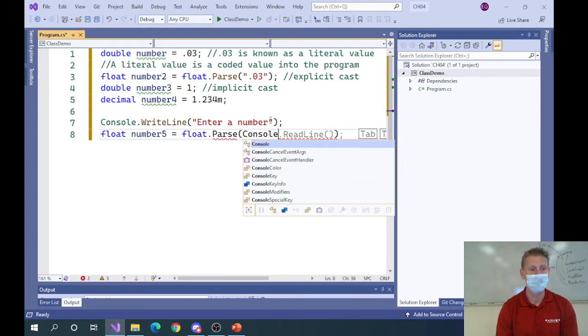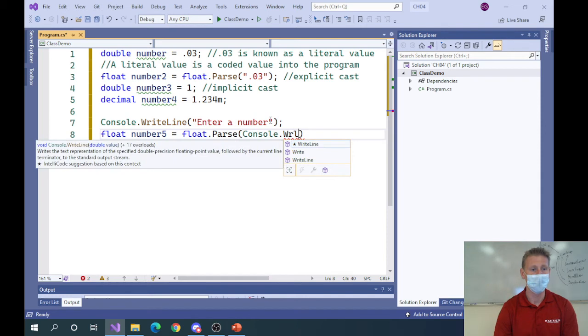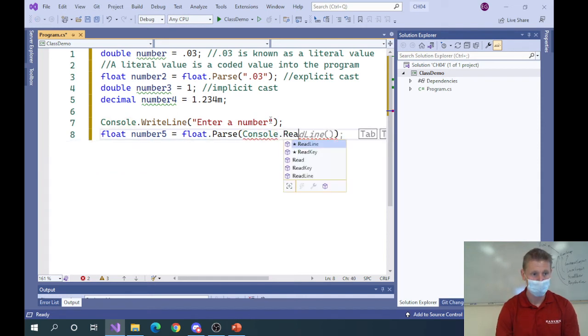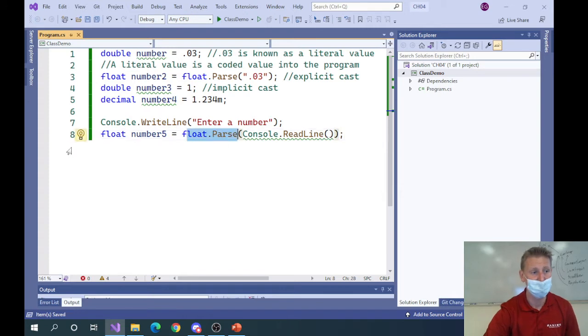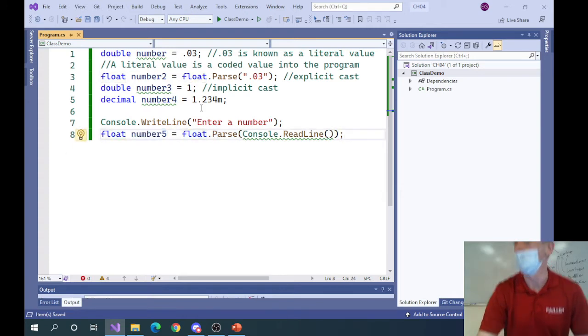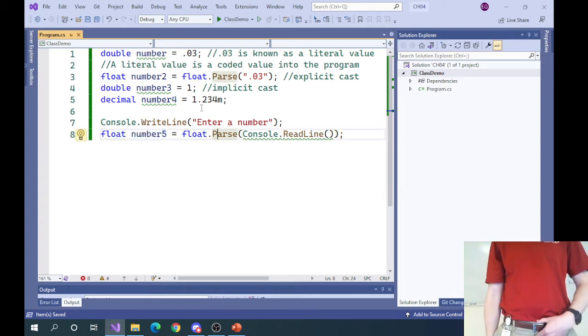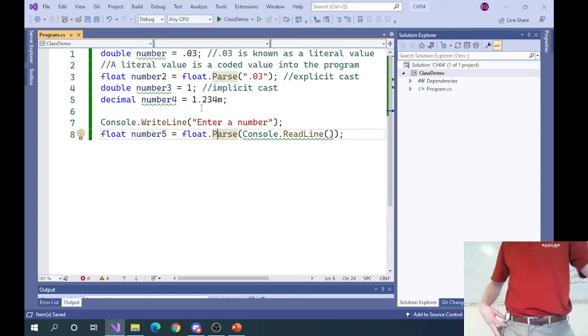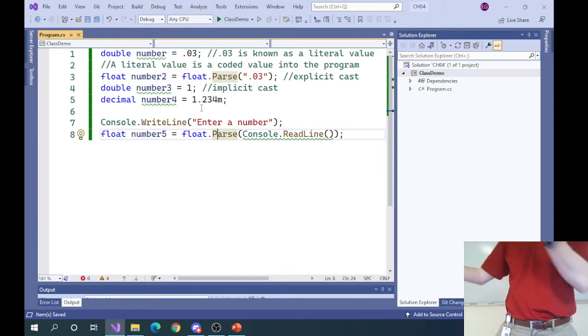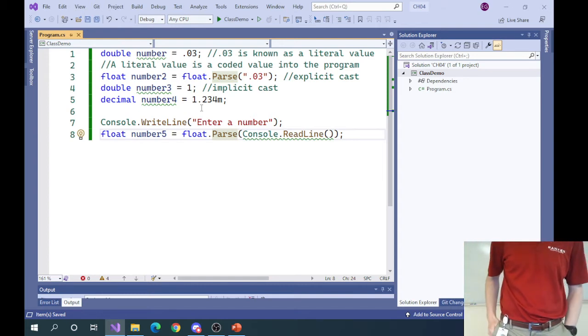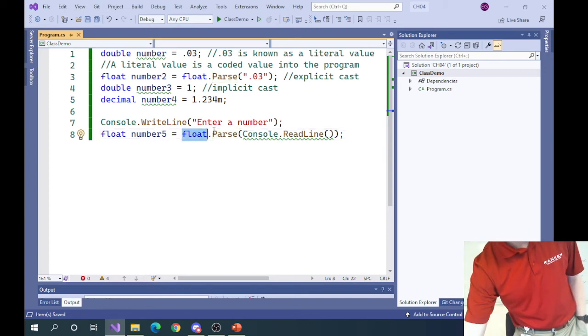Float.Parse, Console.ReadLine. So it takes the ReadLine string, parses it into a float, stores it in a float. And so here you could use Float.Parse, or you could use Convert.ToSingle. And those are two different ways of doing the same thing.